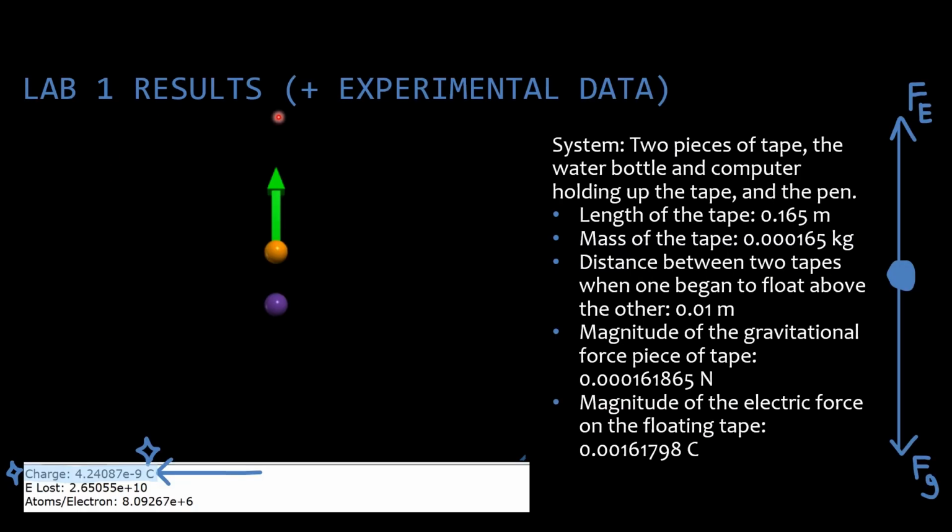Now the lab 1 results plus the experimental data. So the system was two pieces of tape, and the water bottle and computer holding up the tape and the pen. And it can be seen by this little force of gravity right here. The force of gravity is pointing downwards in a negative y direction, while the force of the electric field is pointing in a positive y direction, up.